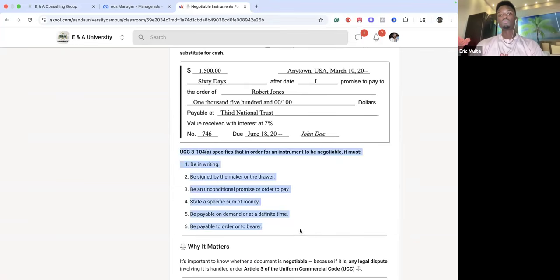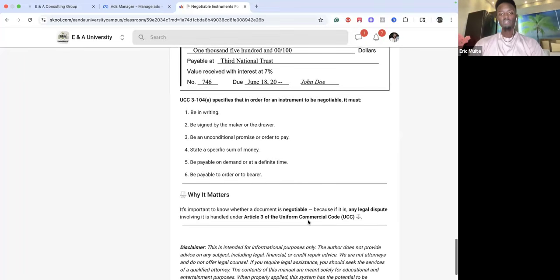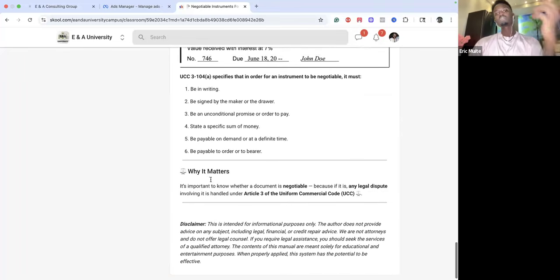That's how you create a negotiable instrument. These are the qualifications of a negotiable instrument. Now, I'm going to provide more examples later on, but we're still covering all the basics. So why does this matter, right?